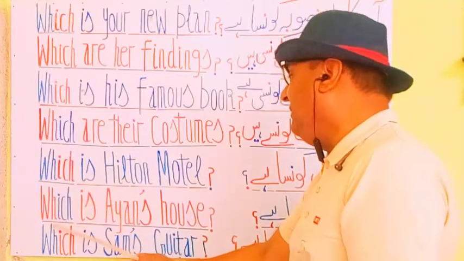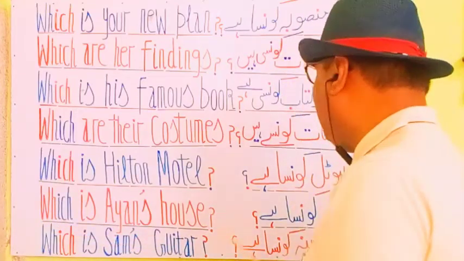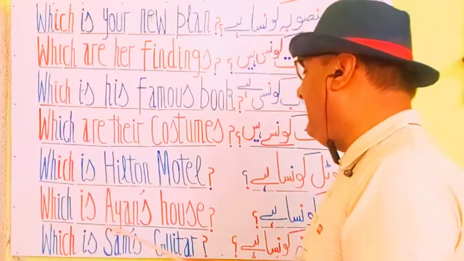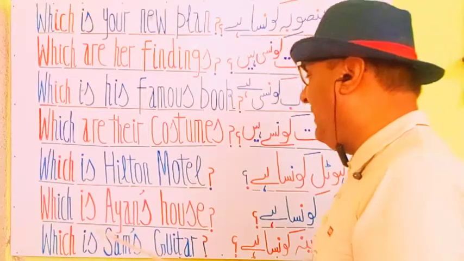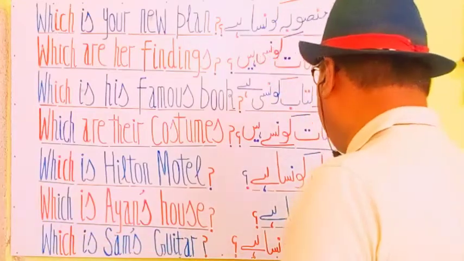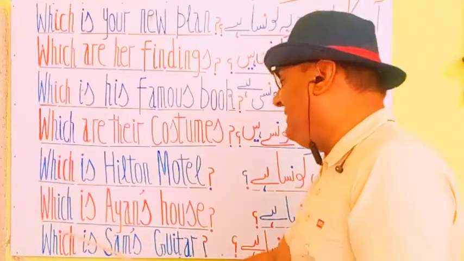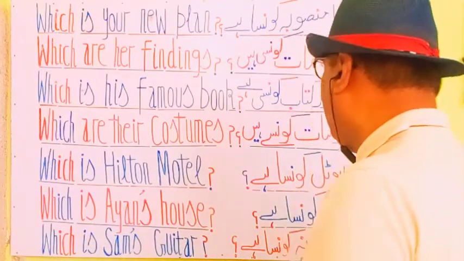And next is which is Ayan's house? अयान का घर कौन सा है? Which is David's house? डेविड का घर कौन सा है? Which is Ahmed's house? अहमद का घर कौन सा है? Which is Ayan's house? अयान का घर कौन सा है?